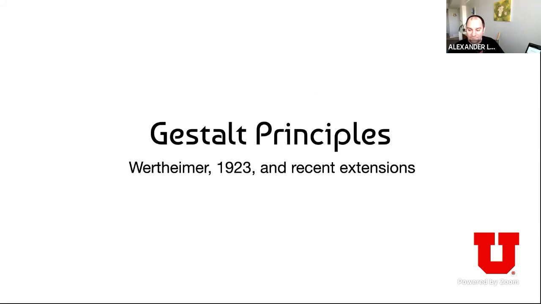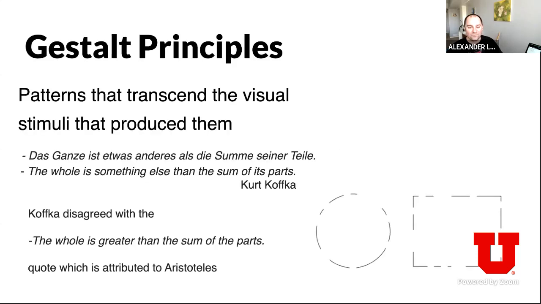Okay, so I want to move on to Gestalt principles. Gestalt principles are ideas from psychology, from the Vienna Circle around Wertheimer in 1923, that were established around then, and also recent extensions to that. What are Gestalt principles about? They are about patterns that transcend the visual stimuli that produce them.